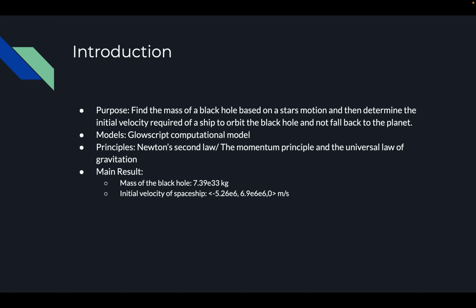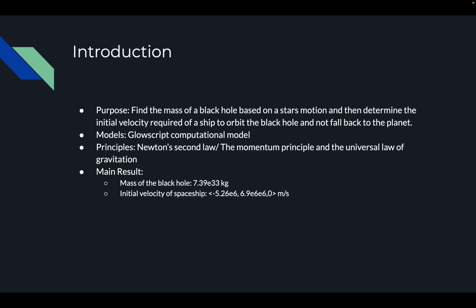The main result was that the black hole had a mass of 7.39 times 10 to the 33 kilograms, and the initial velocity of the spaceship is negative 5.2 times 10 to the 6 meters per second in the x direction, and 6.9 times 10 to the 6 meters per second in the y direction.